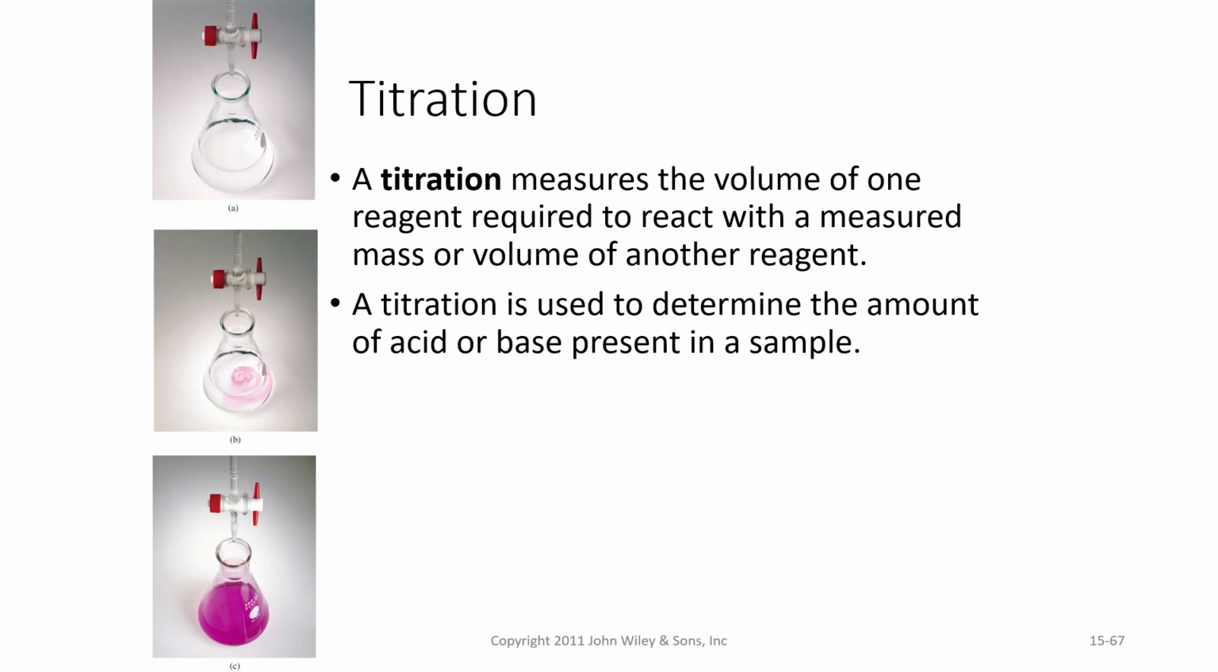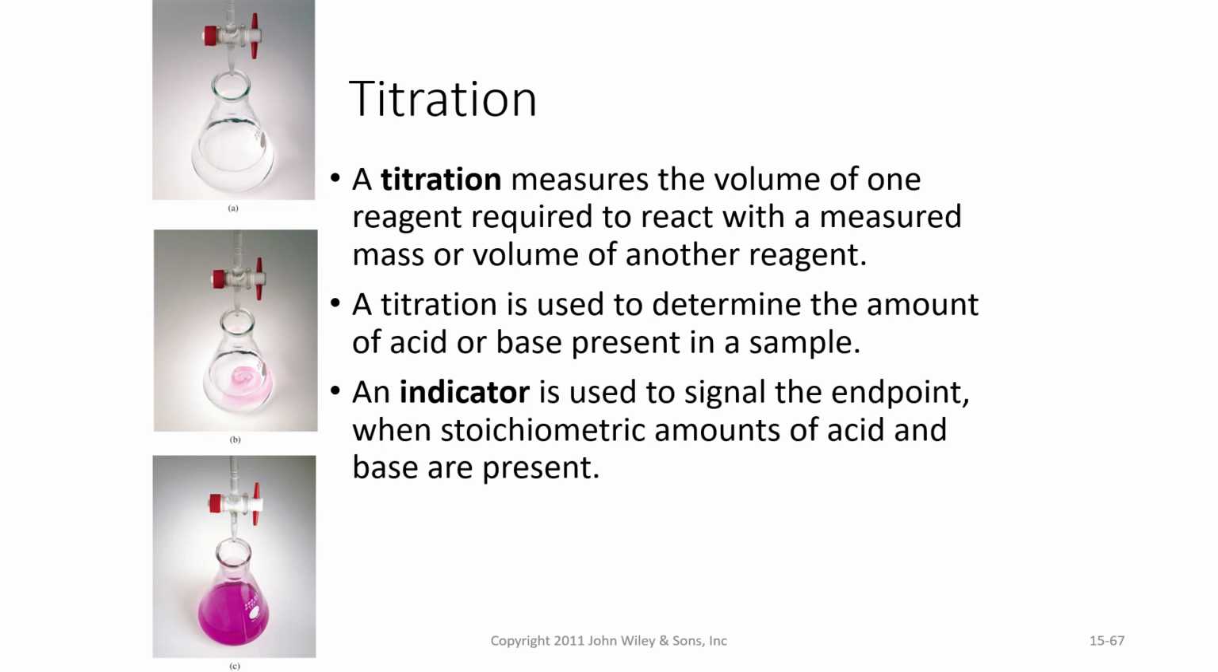The last topic we're going to touch on is a titration. A titration measures the volume of one reagent that's required to react with the measured mass or volume of another reagent. A titration is used to determine the amount of acid or base present in a sample. An indicator solution is used to signal the endpoint when stoichiometric amounts of acid and base are present. So the indicator solution here looks like it may be a phenol red compound. There's all sorts of different colors that this can change depending on what indicator we use.